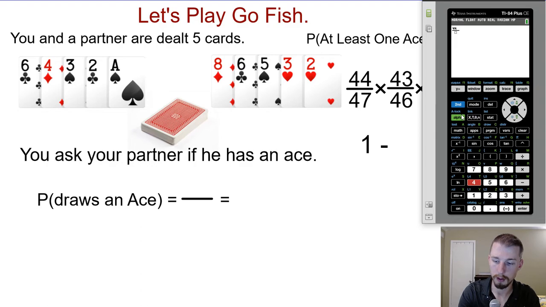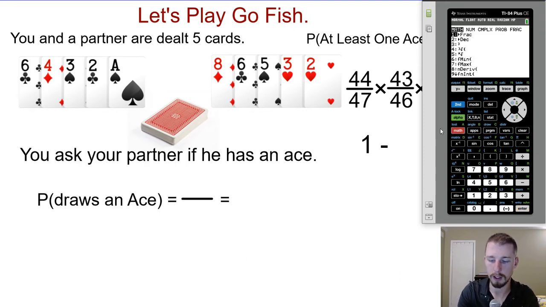So we have in the numerator 44 times 43 times 42 times 41, and there were 5 of them all together, so we'll go to 40. And then the denominator, we have 47 times 46 times 45 times 44, and then times 43. Now it's going to give us an answer as a fraction, which isn't really super helpful.